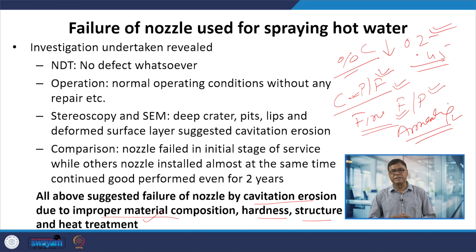Okay. Now, I will summarize this presentation. In this presentation, I have talked about the various heat treatment processes, the basics on which the heat treatment of steel is based, and one case study on the failure of a steel nozzle. The investigation suggested that the carbon content was low, the structure was not appropriate, and the heat treatment done was also not proper, and that resulted in lower hardness, which in turn resulted in reduced cavitation resistance, and that led to the failure of the nozzle.